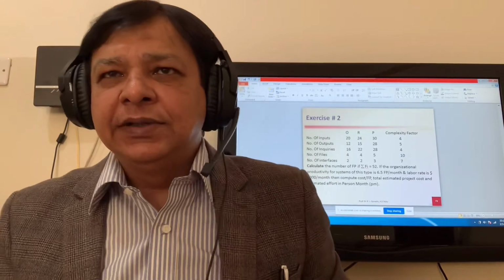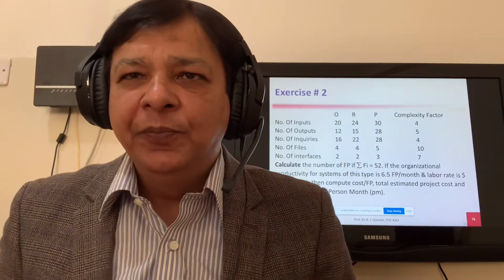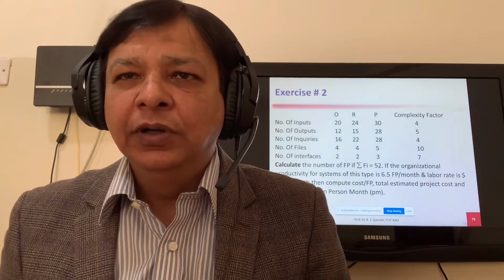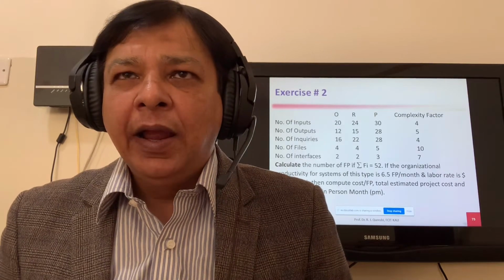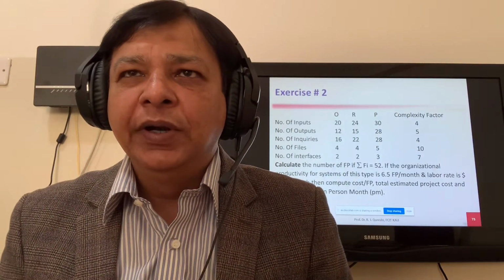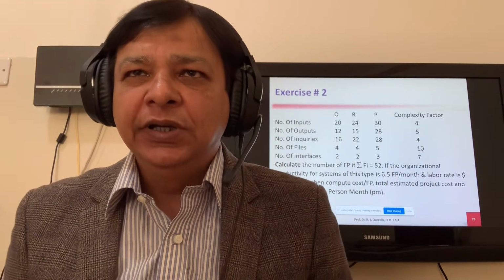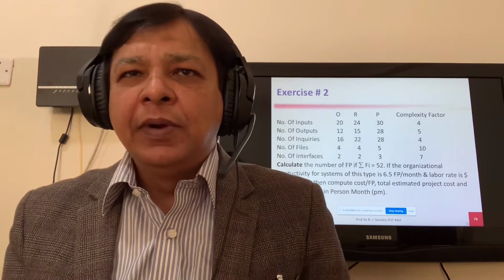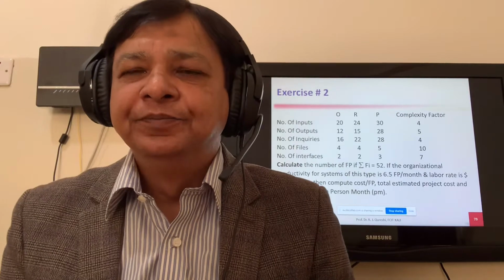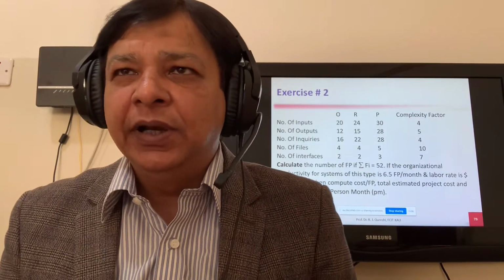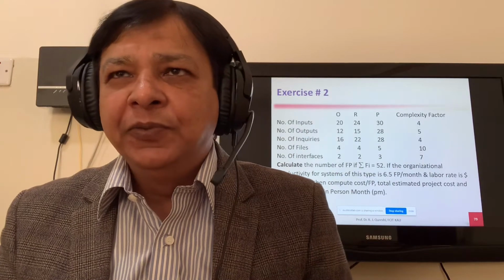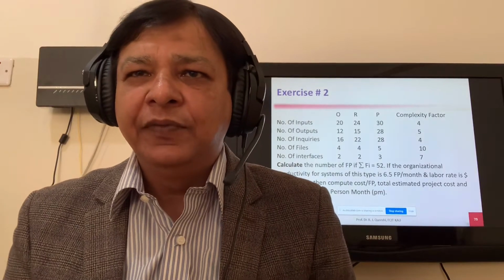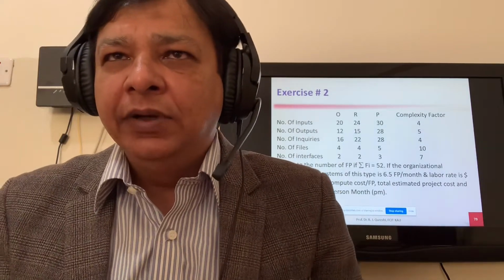Now I move to the second exercise. We have number of inputs: optimistic 20, realistic 24, pessimistic 30. Number of outputs: 12, 15, 28. Number of inquiries: 16, 22, 28. Number of files: 4, 4, 5. Number of interfaces: 2, 2, 3. It is also an average complexity project. So we have the constants available: for inputs it's 4, for outputs 5, for inquiries 4, number of files 10, number of interfaces 7. We go to our table to calculate EC.